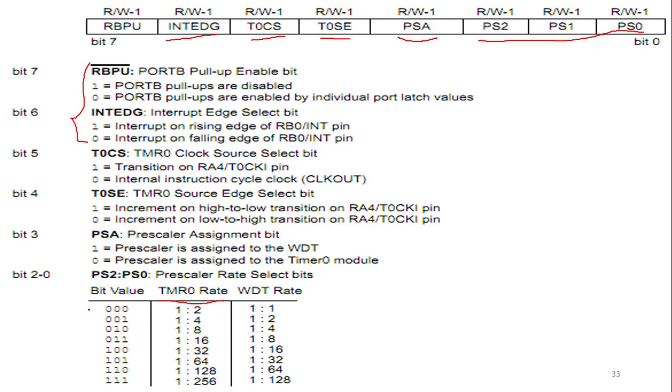If the value of these three bits is 000, the clock will be divided by 2 and then given as input to the timer. Similarly, for all other values, the clock is divided by a specific value. The maximum value can be 256 since we have an 8-bit prescaler. Similarly, whenever the prescaler is assigned to the watchdog timer, these are the values that are available for the prescaler.